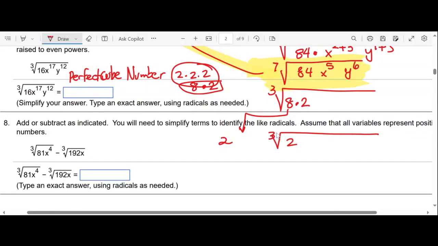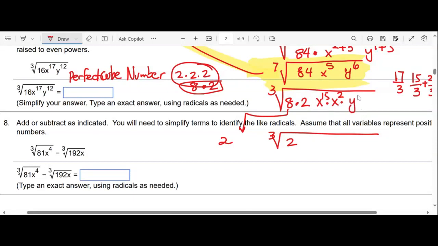Okay, x to the power of 17. Can we divide 17 by 3? No. 17 cannot divide by 3. Can do 15. What about 15? Yes. So you say x to the power of 15 times x to the power of what? 2. Because we are missing 2 to make 17.